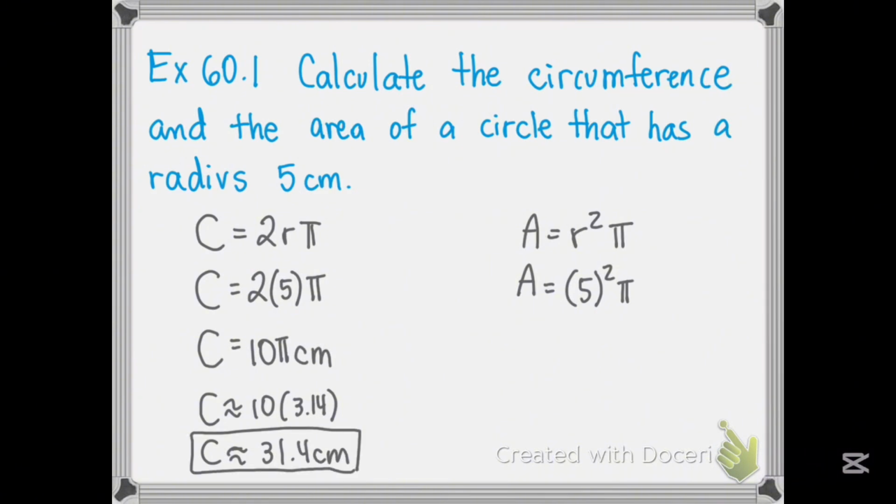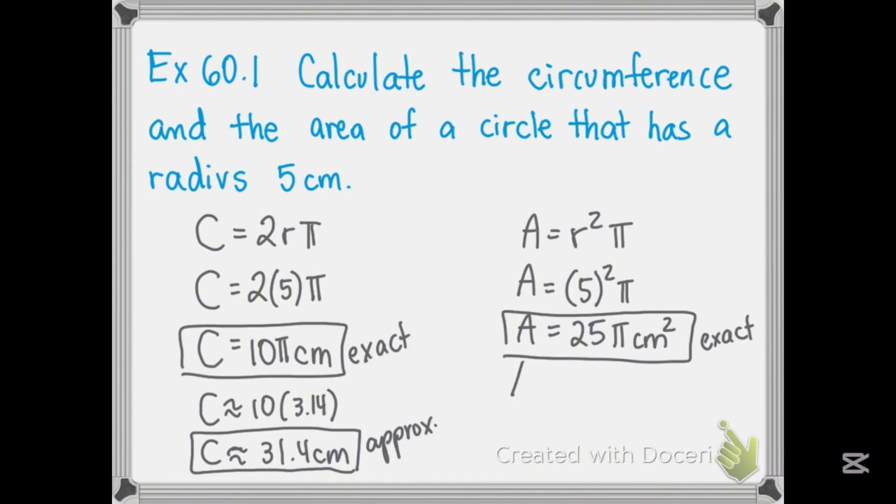For the area, we also have to multiply that, and that would be 5 squared is 25, 5 times 5, pi centimeters, but in this case it's square centimeters. And if we multiply the 25 times 3.14, the answer would be 78.5 square centimeters. And this would be the approximate answer.